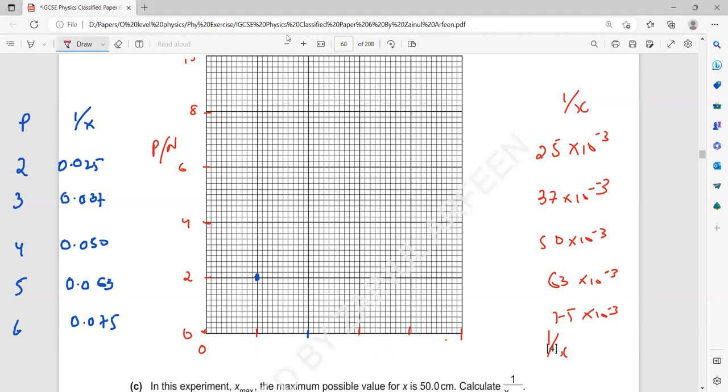Like if you write 25 into 10 to the power minus 3, then you write 50 into 10 to the power minus 3, you write 75 into 10 to the power minus 3, you write 100 into 10 to the power minus 3, you write 125 into 10 to the power minus 3. This is also fine. Or you multiply 10 power minus 3 with the axis, that's also fine.